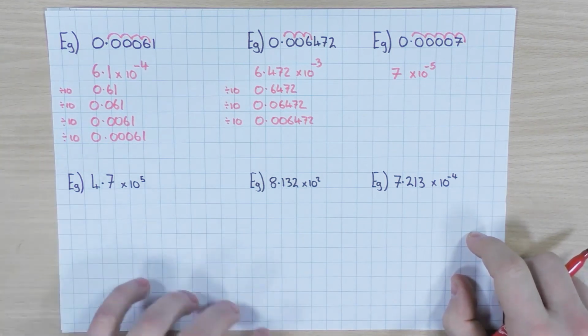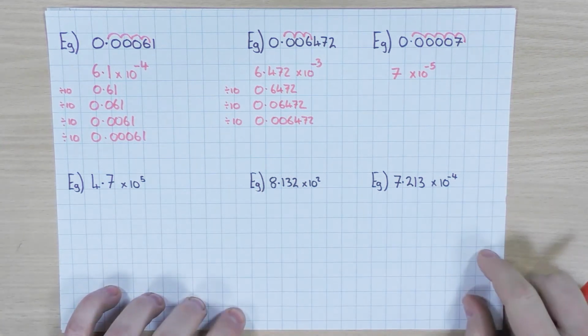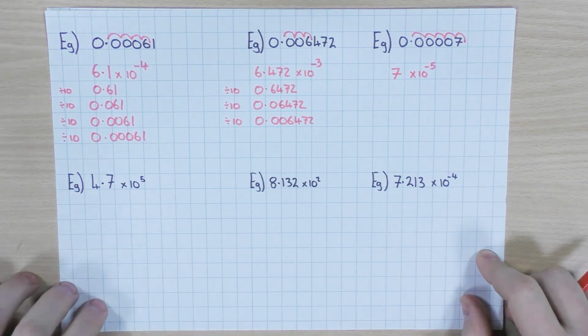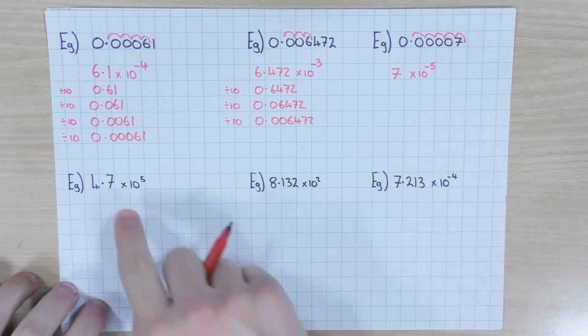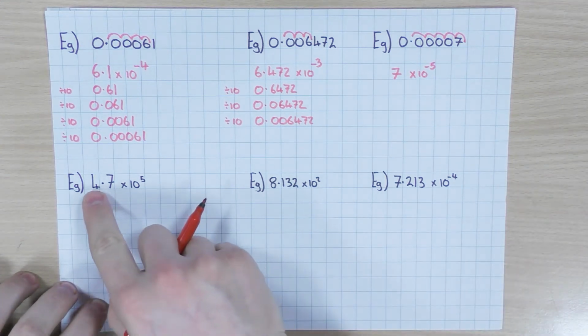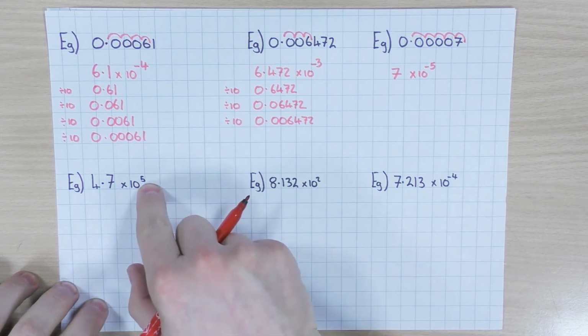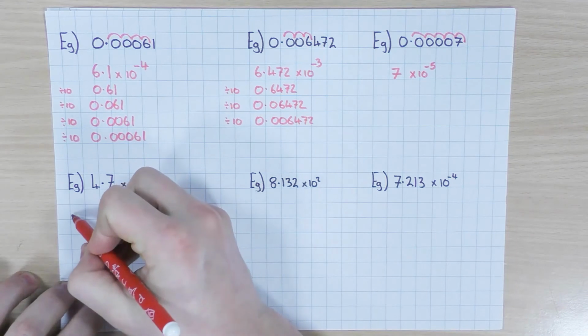How do we get numbers out of standard form? I've got 3 examples here, all of which are in standard form already, and now I want to find out what the actual number is. This one's actually a little bit easier, because all it's saying is 4.7 times 10 5 times. That's all it means. So again, you could just write this out.